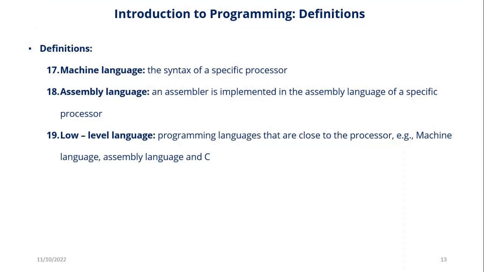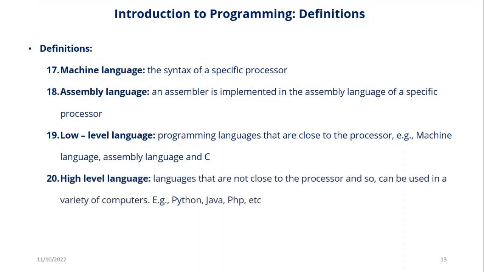We also talk about low-level languages. What is a low-level language? Low-level languages are programming languages that are close to the processor. For example, machine language, assembly language, C, those are examples of low-level languages. C++, they are low-level languages.